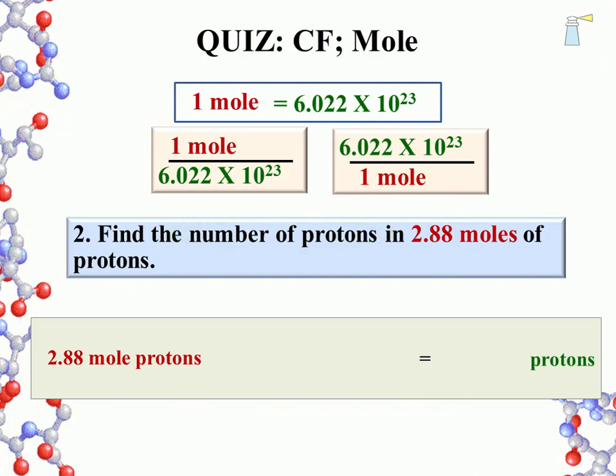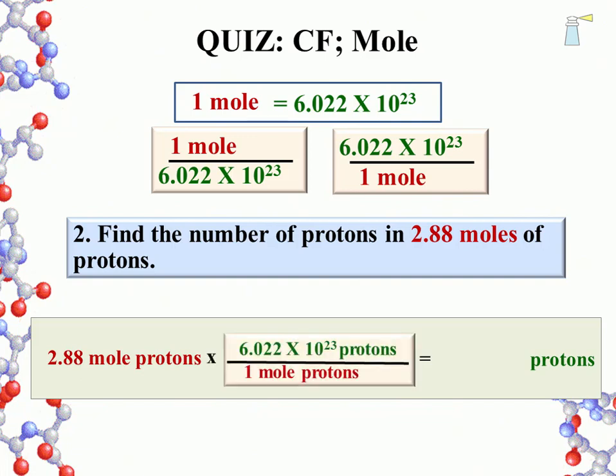Since the current unit is moles, and it is technically in the numerator, the correct unit factor that will cancel out moles must have moles in the denominator. Like this. Indeed, moles of protons cancel out, leaving count of protons. The calculated solution comes to 1.73 times 10 to the 23rd protons.